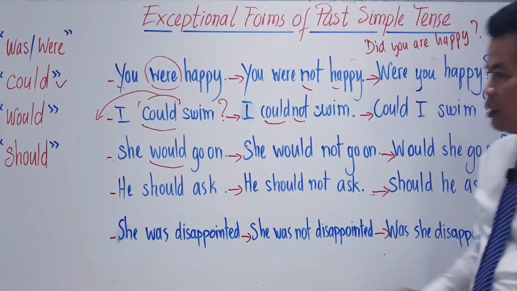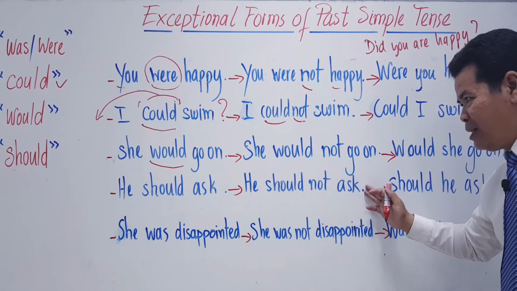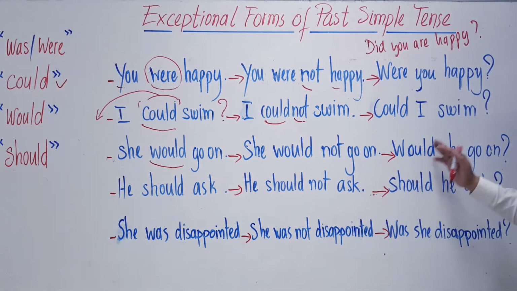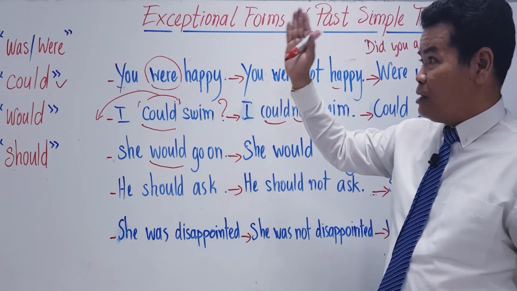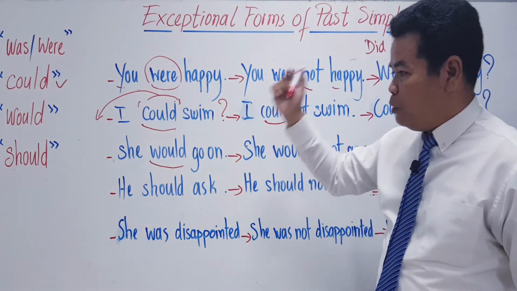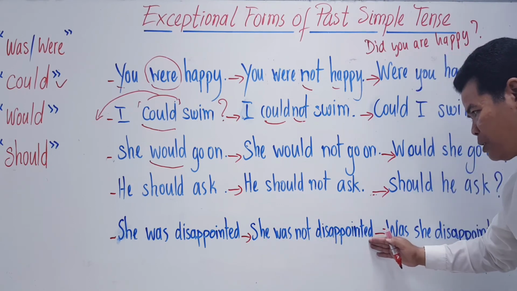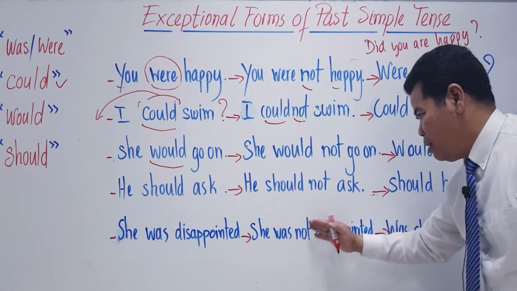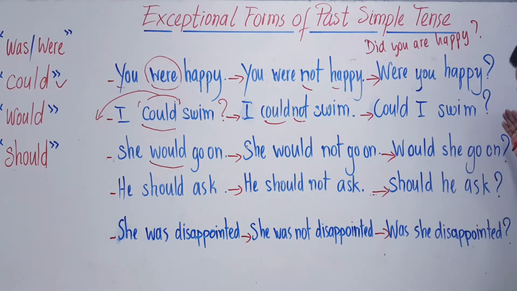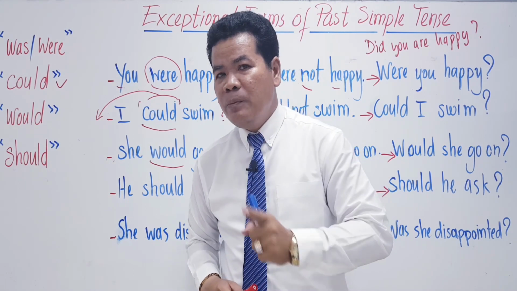Now, let's go to the next one. He should ask. And then we go to the negative. He should not ask. He shouldn't ask. When you go to the question, should he ask? Should he ask? So, should is one of the exceptional verbs of the simple past, right? So, let's go to the last example. She was disappointed. And then go to the negative. She was not disappointed. She wasn't. She was not disappointed. And then go to the question, was she disappointed? Was she disappointed? So these are all the exceptional forms of the past simple tense.